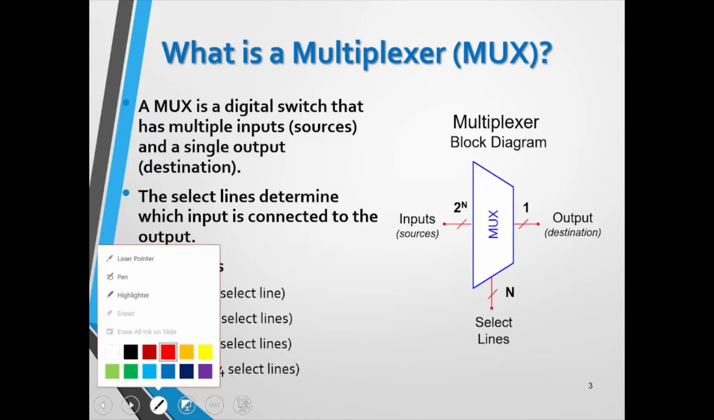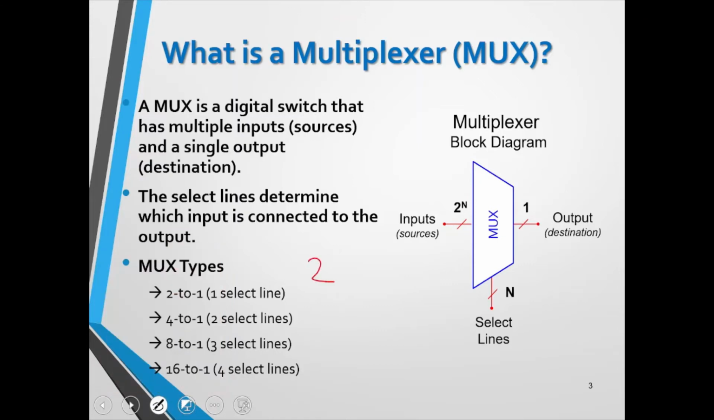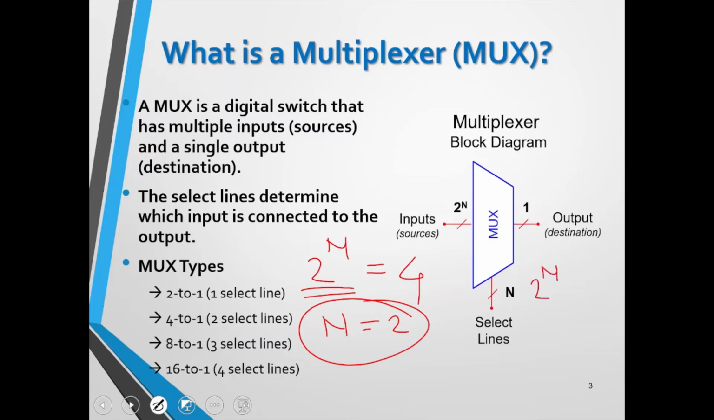I will show you the calculation. The formula is 2 raised to n for the number of input lines. For example, if the number of inputs is 4, then what will be the value of n? The value of n will be 2, right? Similarly, if there are 8 inputs, 2 raised to n is equal to 8, then the value of n will be 3, where n is the number of select inputs.